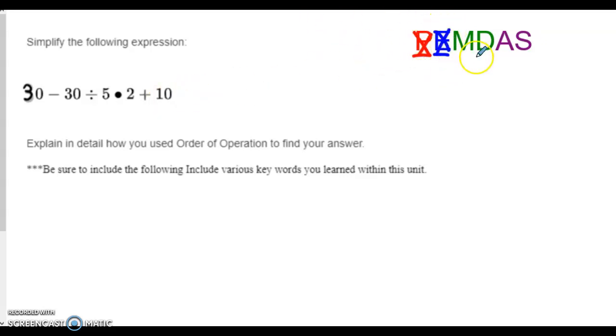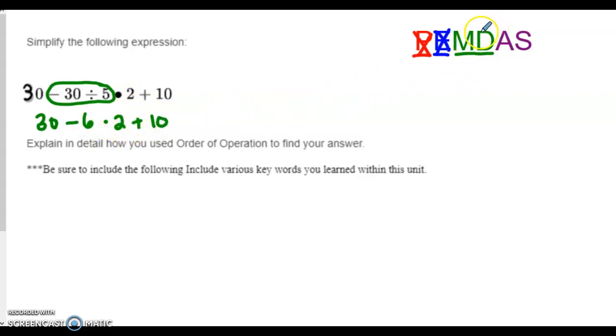Now, the reason multiply and divide are both in green is because those are actually the same step. So you just go in order as you find them. The first thing I see is a divide. So I'm going to divide negative 30 divided by 5. I'm going to just bring this regular 30 straight down. Negative 30 divided by 5 is negative 6. And then I'm going to bring everything else straight down.